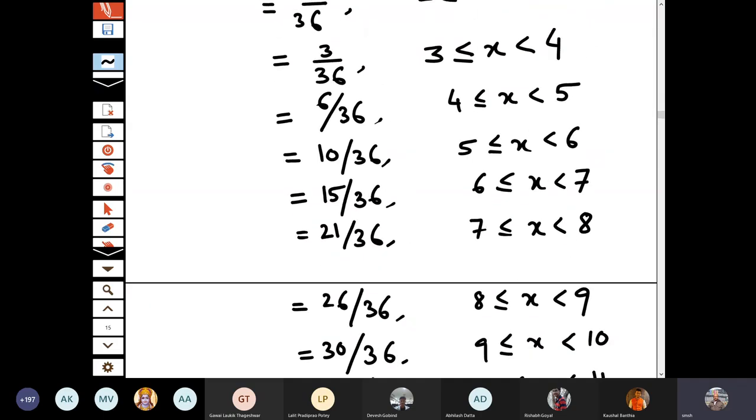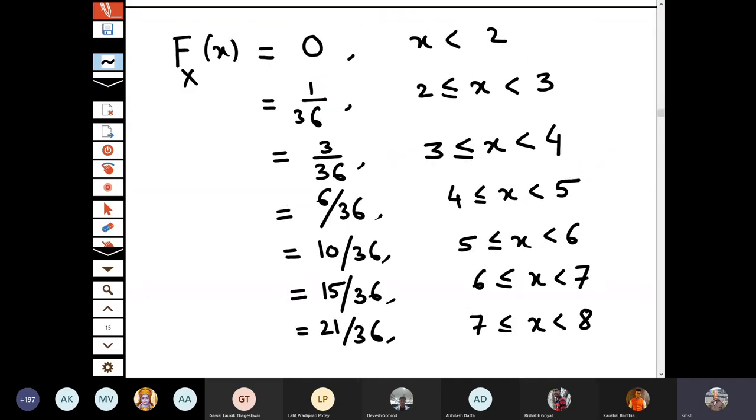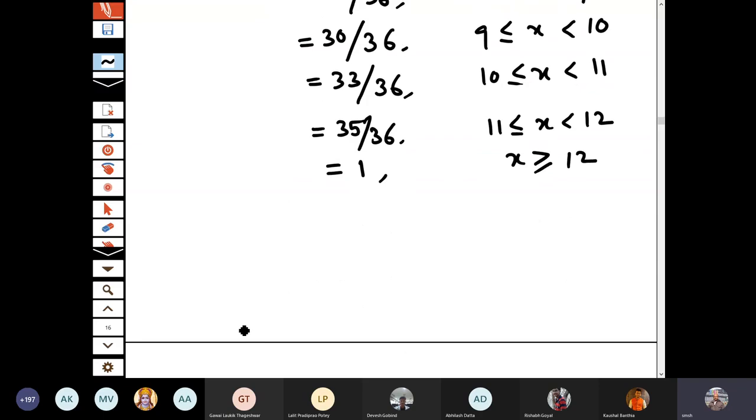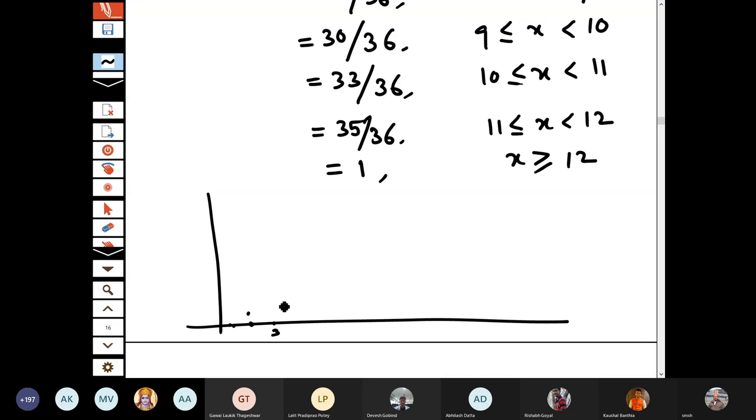Suppose you are given this function only and you are not given what the random variable is or what the probability mass function is. Can you describe the random variable from here? Let us look at what kind of function it is. Let us consider the plotting of this. At 2, you have 1 by 36. Then at 3, it is 3 by 36.